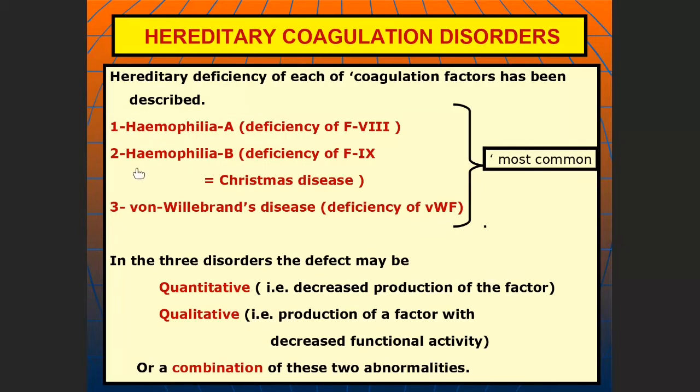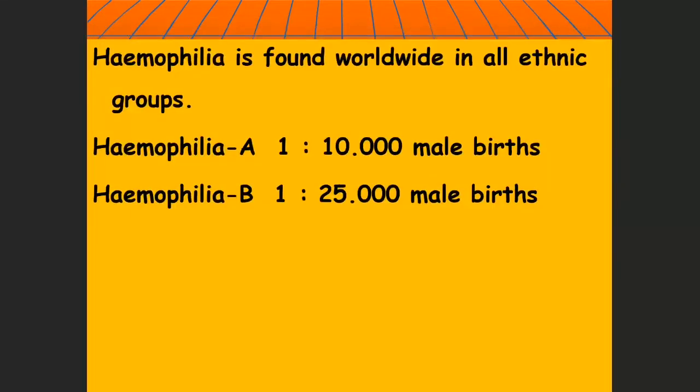The defect in the 3 types can be either in the quantity or in the quality, or it can be combined. Okay, it can be reduced concentration, it can be normal function, or a combination of both quantitative and qualitative defects. Hemophilia A is commoner than hemophilia B.